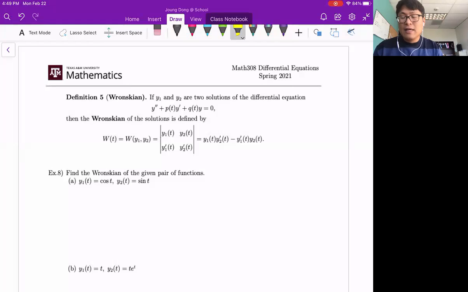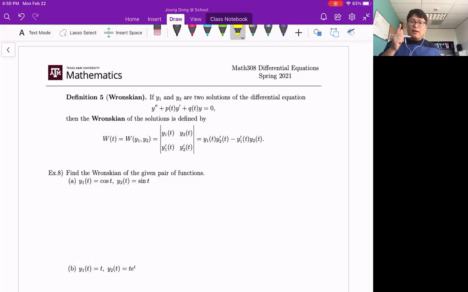Does it make sense? So we have to check the Wronskian before deciding if they are two different particular solutions or not. The Wronskian is defined this way. Let's say y1 and y2 are two solutions of a second order linear differential equation. Then the Wronskian is calculated this way: it is the determinant of y1, y2, and y1 prime and y2 prime. So this is the Wronskian.